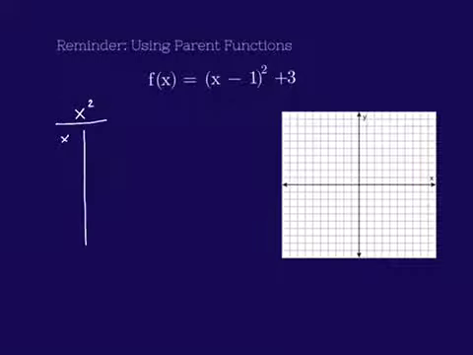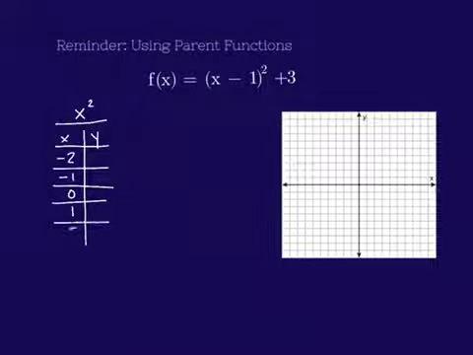So if we had our xy table, we used x values of -2, -1, 0, 1, and 2, and those produced y values of 4, 1, 0, 1, and 4. So on our graph, that looked like this. So we had -2, 4, right here, -1, 1, 0, 0, 1, 1, and 2, 4. So this was our parabola.